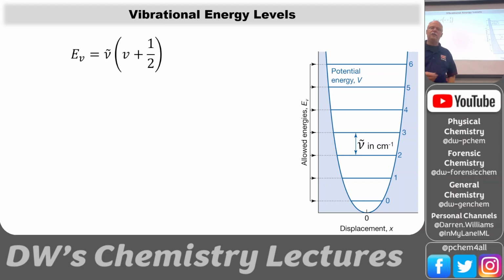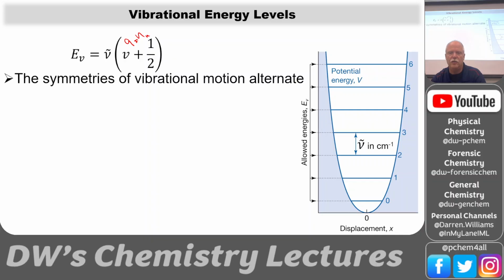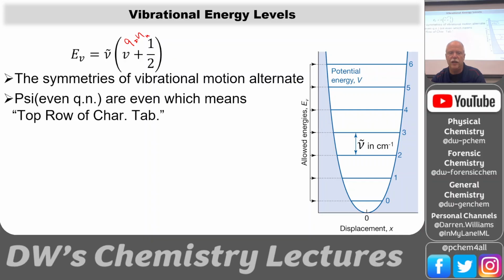Okay, let's do vibrational levels now. Here's our new energy equation. So our quantum number is V. This is our vibrational frequency. This also alternates. The symmetries alternate. So the even quantum numbers are the top row. So we see those over there.